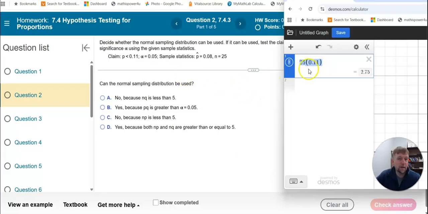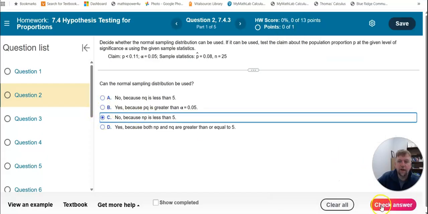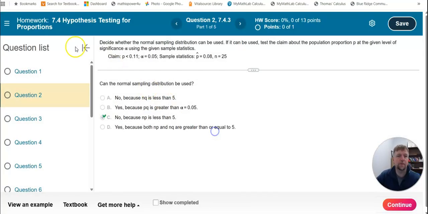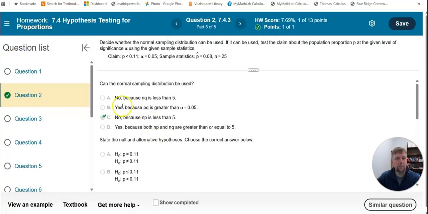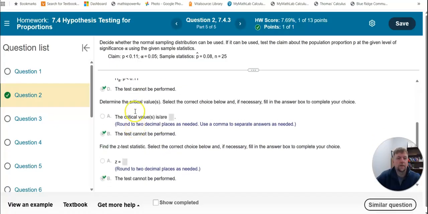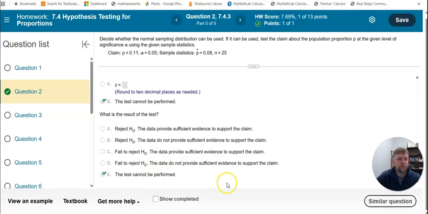If it's okay, like if this had been 250, I don't need to test the other one, because this would be the smaller of the two, and it's okay, so the other one's going to be okay. If it's not okay, it's definitely going to come from the smaller of p and q. Note this is n times p, and n times p is less than 5, so we can't use the normal to approximate the binomial in that case. On this question, because I don't have a normal distribution, the choices are always that the test can't be performed all the way down.